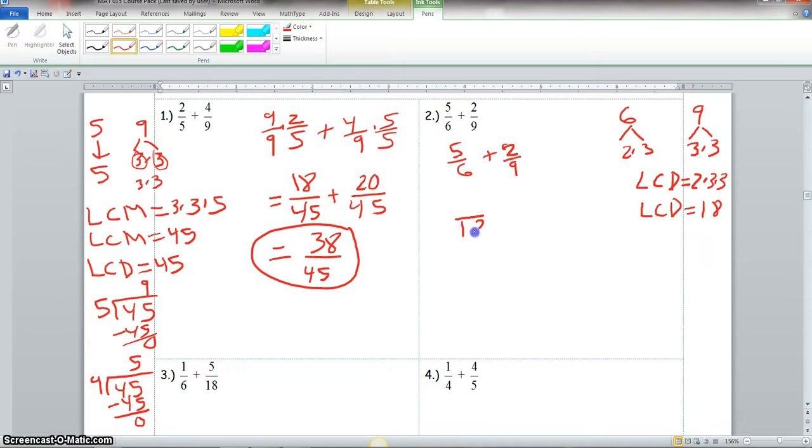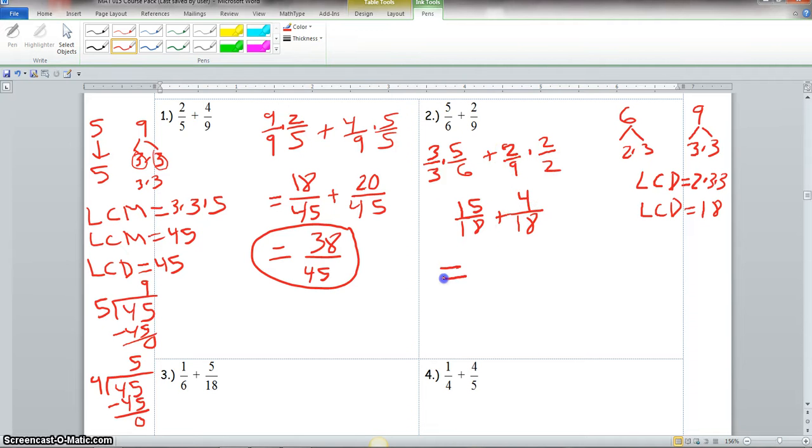And our new denominator is 18. Now we do it like we did the last problem. We'll say 18 divided by 6 gives us 3. So we'll multiply this numerator and denominator by 3. So 3 times 5 is 15. And then we go to the next. We will have 18 divided by 9. We know it's 2. So we multiply the numerator and denominator by 2. 9 times 2 is 18, and 2 times 2 is 4.